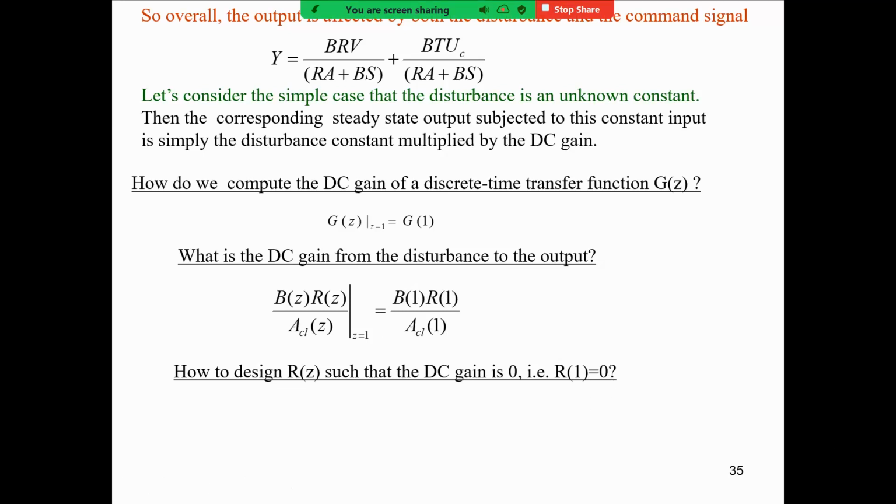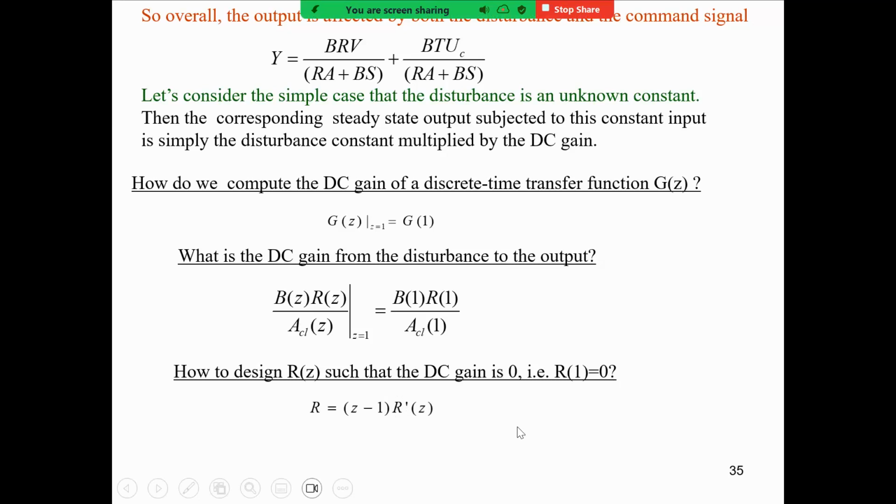You design a polynomial such that 1 is the root of the polynomial. What does that mean? That polynomial must have a factor. Which factor? Z minus 1, right? Because 1 is a root of that polynomial. So you put Z minus 1 as a factor of that polynomial. Is that clear?